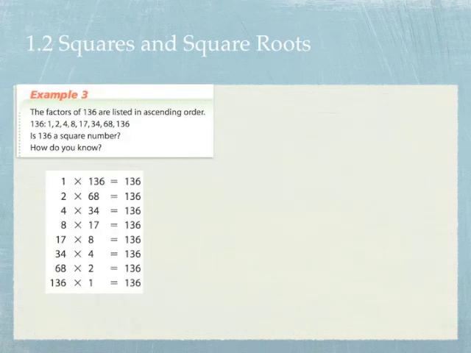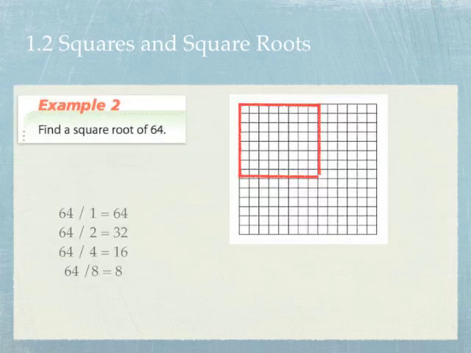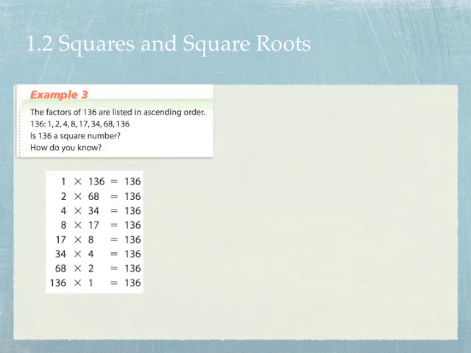So example number 3, we've got the factors of 136 listed in ascending order, and they want us to know if 136 is a square number. So if we look down at our factors, none of the numbers are the same when we're multiplying them. We've got 1 times 136, 2 times 68, but none of them are the same like in the one that we saw, for example 64. We know 8 times 8 is equal to 64. But if we're looking at this one, we don't see any repeating numbers. Therefore, that means 136 is not a square number.